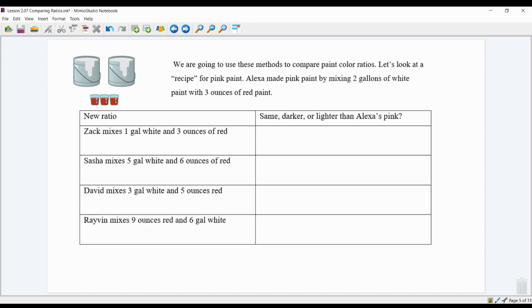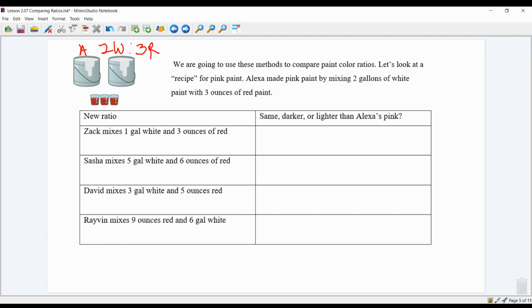So here's a ratio of paint. I'm going to call this Alexa's ratio, and she took 2 white and she mixed it with 3 red. Now the red it's smaller, but it doesn't matter. Every time we add white, it would be in gallons, and every time we add the red, it would be in ounces. And now we're going to look at 4 other students who made some paint, and we want to figure out if the paint is the same or if it's darker or lighter than Alexa's.